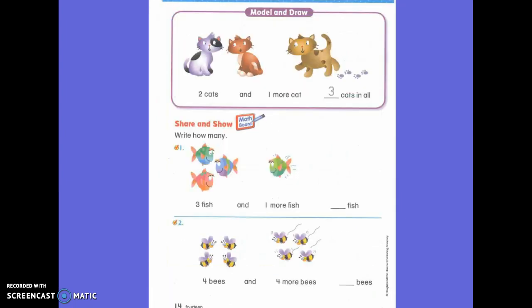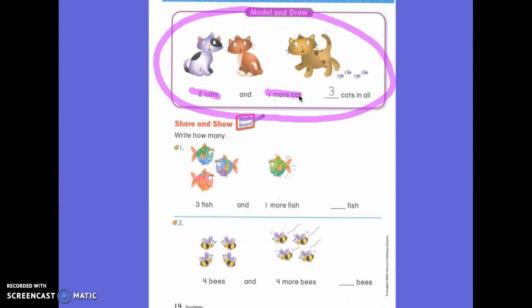Please turn your paper over. We're going to do the same thing on this side. If you look up at the top, you will see in this box some cats. I have 2 cats and 1 more cat comes to join them. So, how many cats do I have in all?